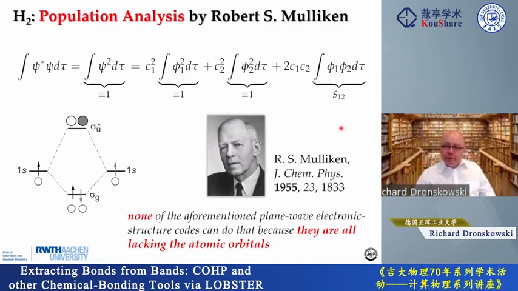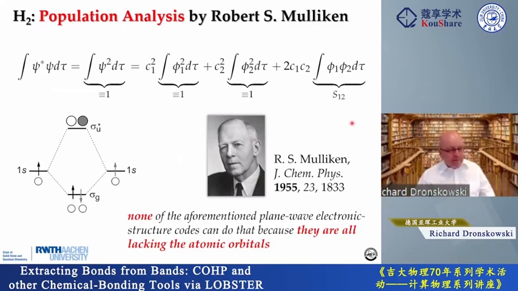You can also do it for solid state material if you use a computer program that uses atomic orbitals. But the workhorses of nowadays electronic structure theory, such as VASP, Quantum Espresso, or ABINIT, they cannot do this. Why? Because they are lacking atomic orbitals. They don't use atomic orbitals, they use plane waves. And this is a big problem.